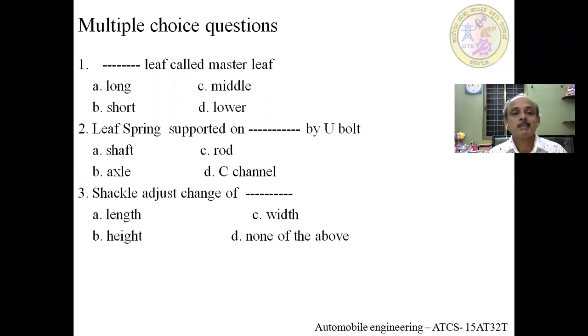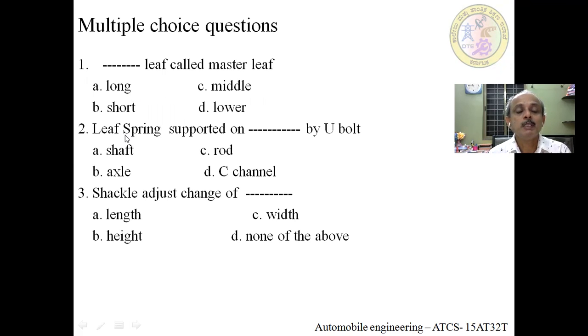So the first question is, dash leaf is called master leaf. Options are A, long; B, short; C, middle; D, lower. As we studied earlier, the answer is A, the long leaf is called the master leaf. We have studied already. So the answer is A.